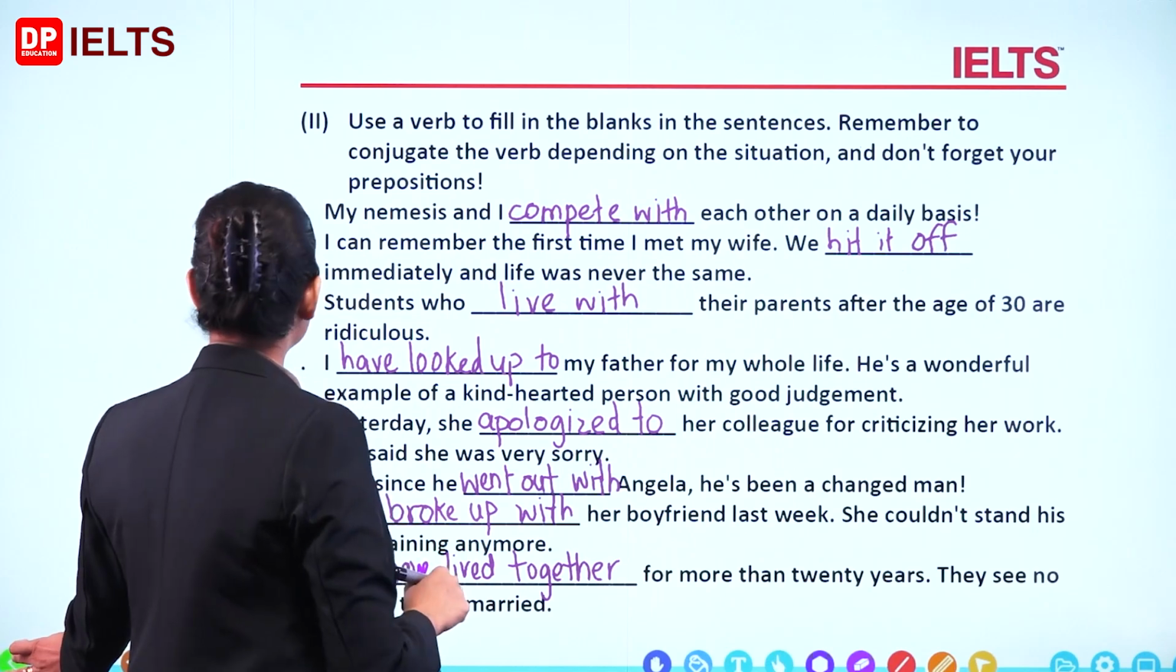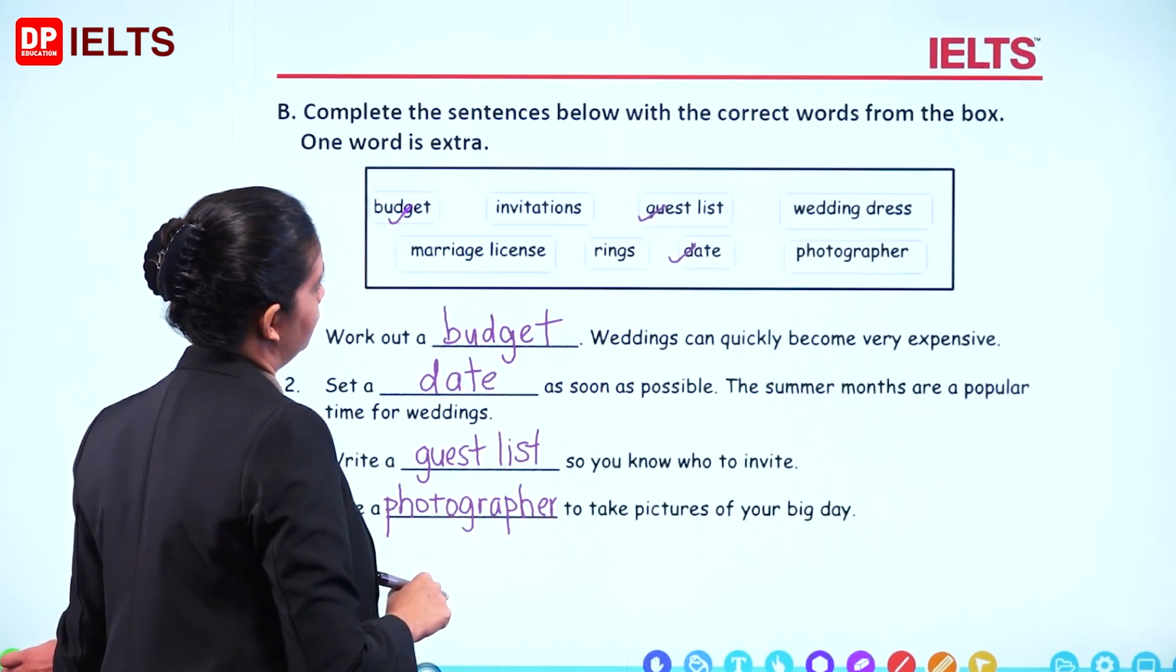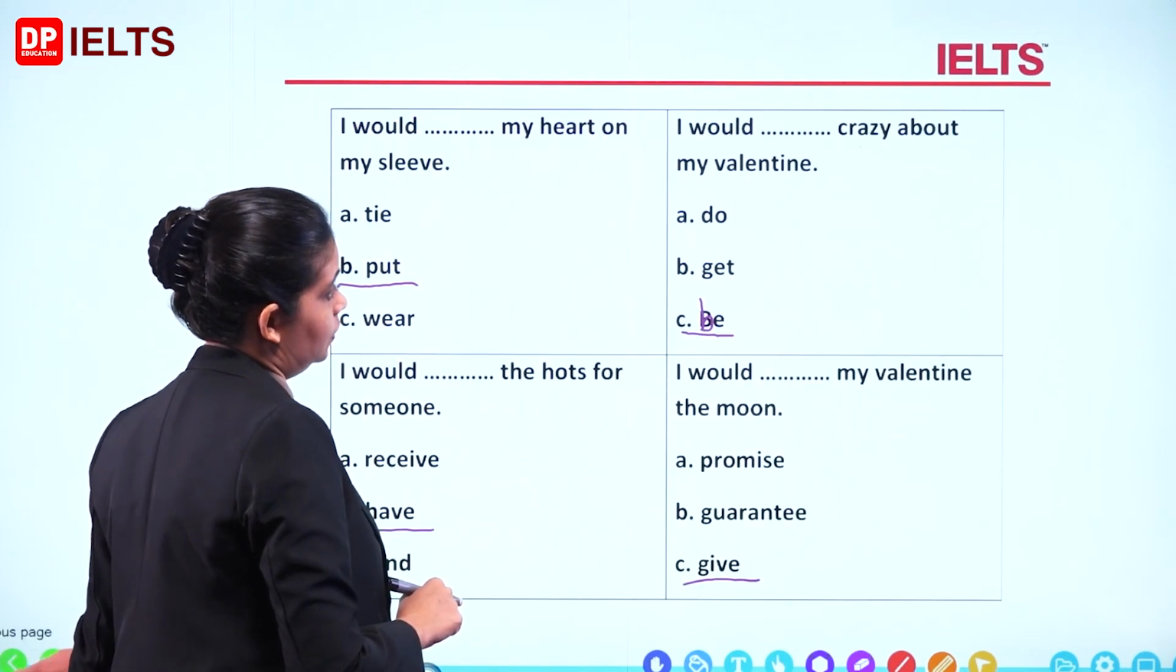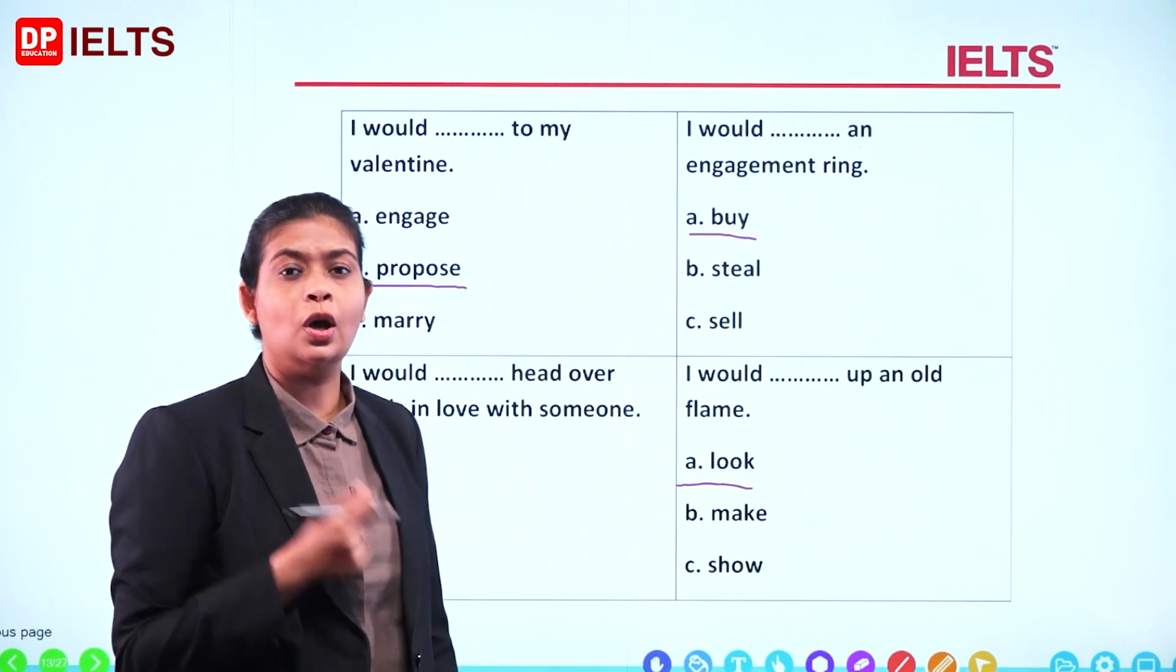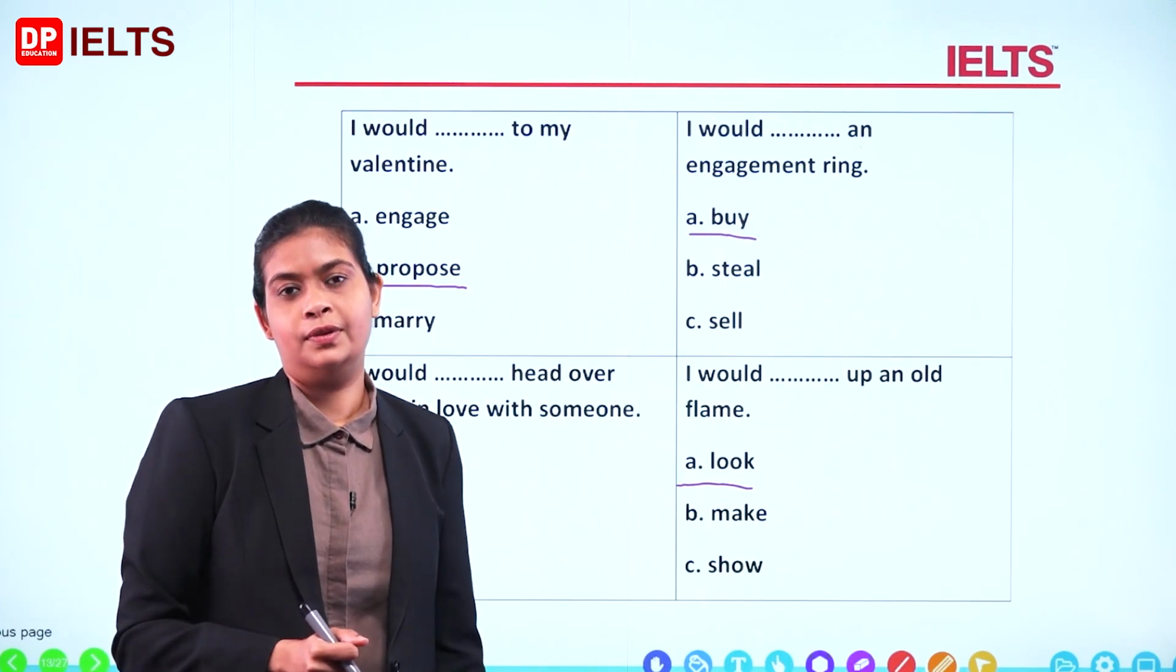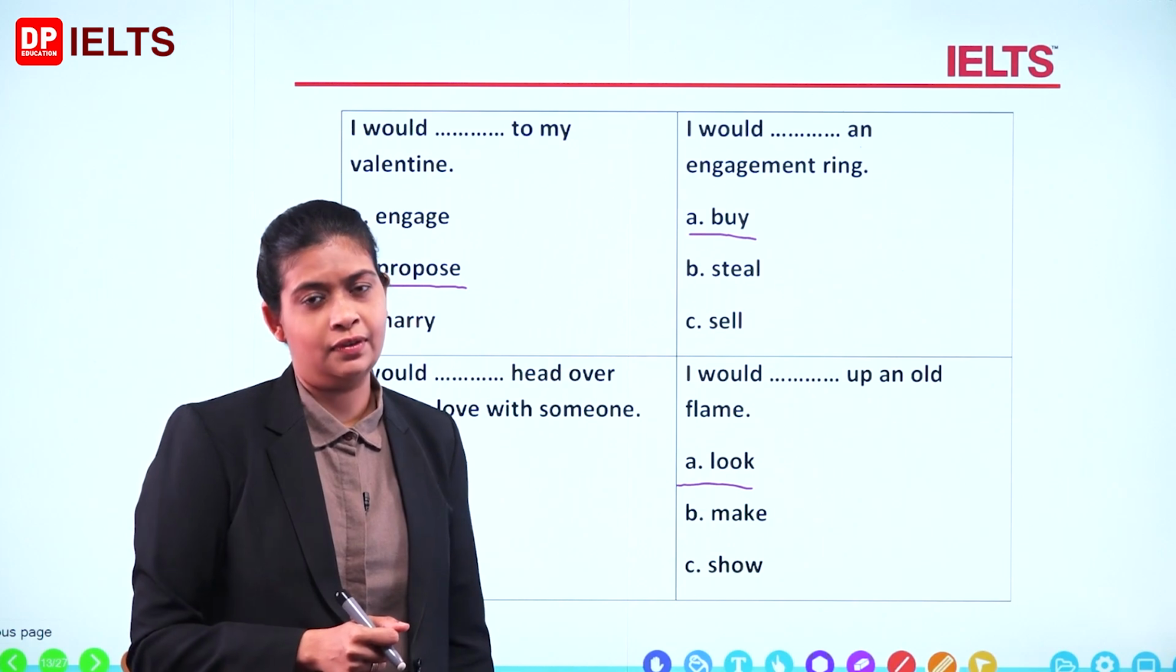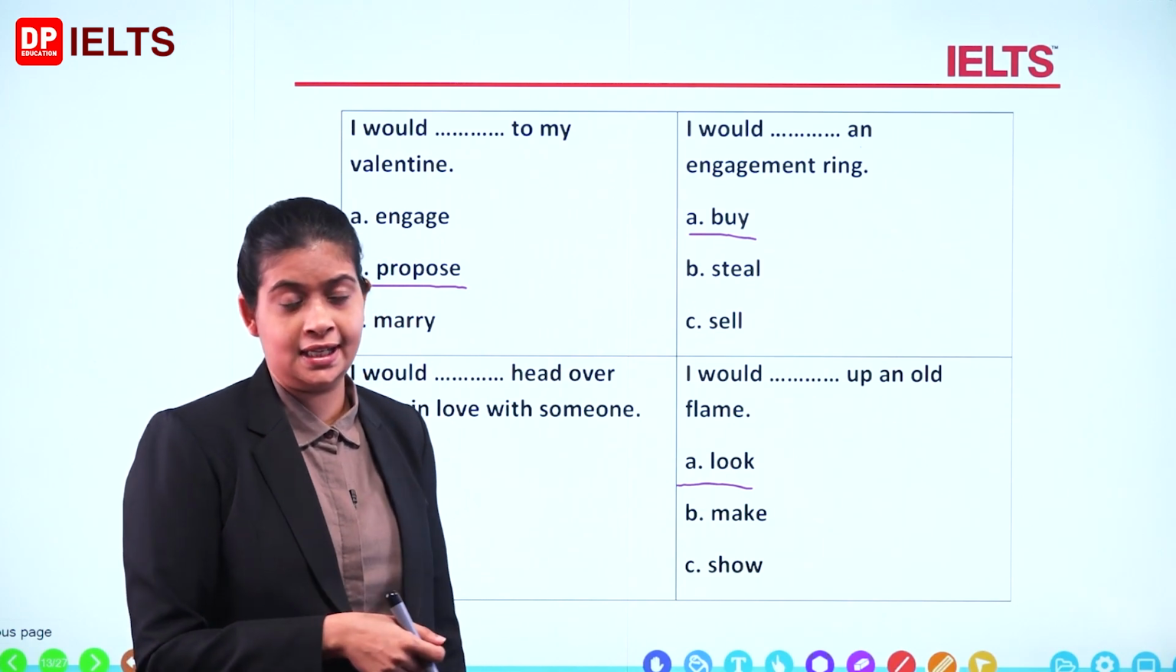Okay, so with that, I think we have come to the end of this lesson. It was a good one, right? Lots of vocabulary learnt in the lesson. Okay, lots of phrases learnt in the lesson.